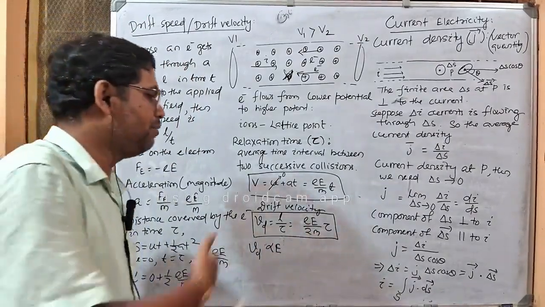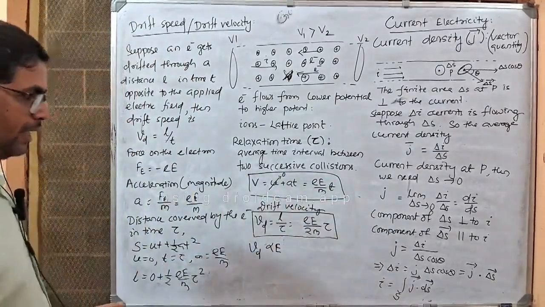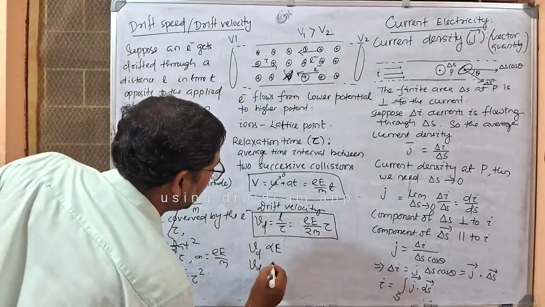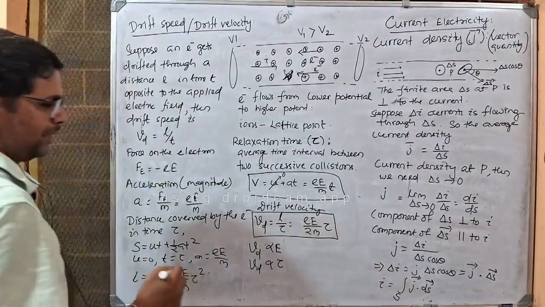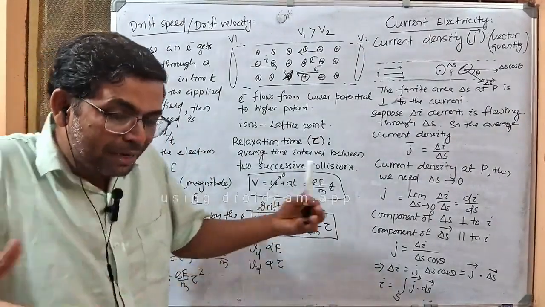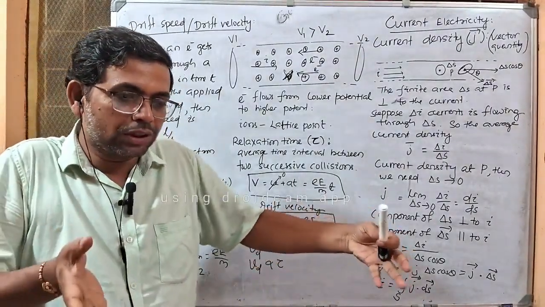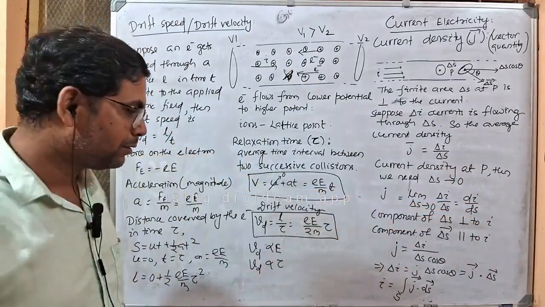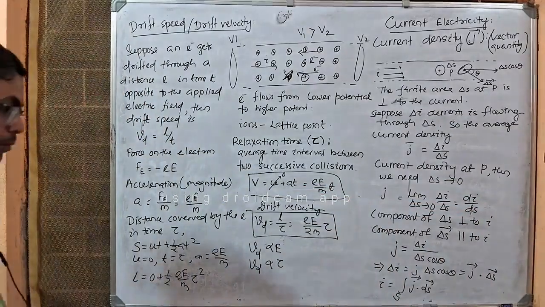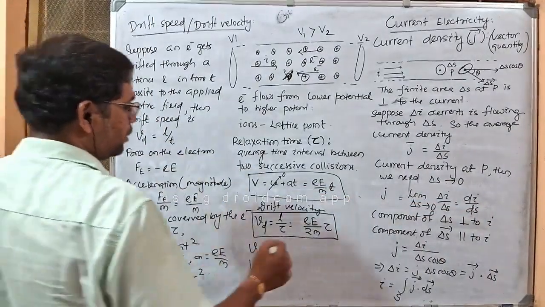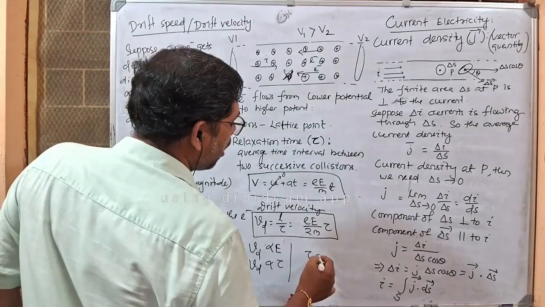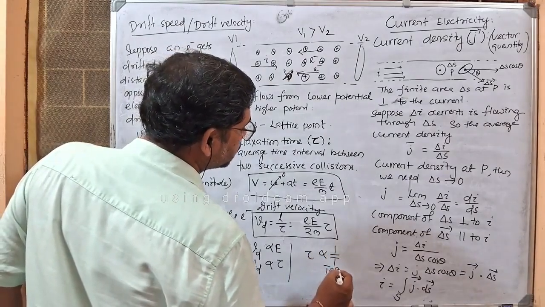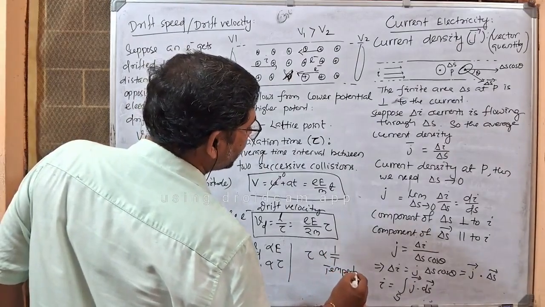Then how will Vd change? Basically two factors: Vd depends on the electric field and tau, relaxation time. The more time it gets between two successive collisions, the more its speed will be. But remember, tau is inversely proportional to temperature. Why?